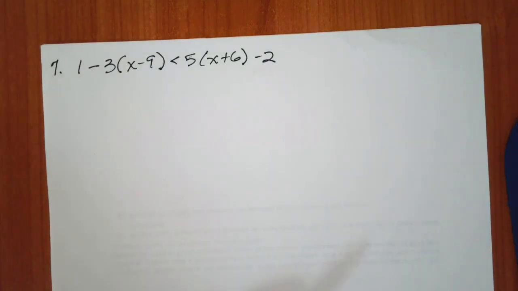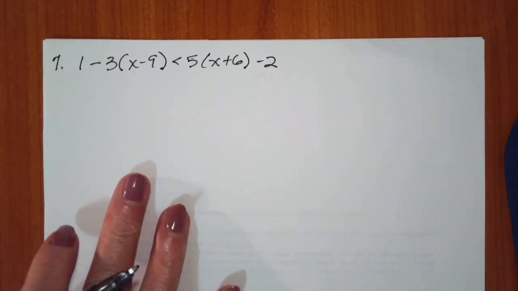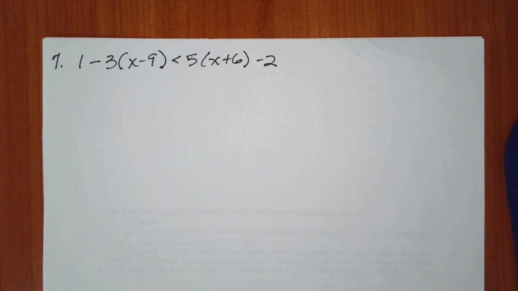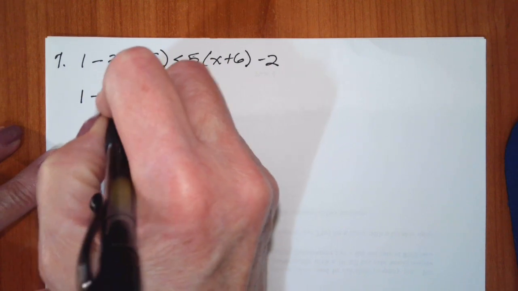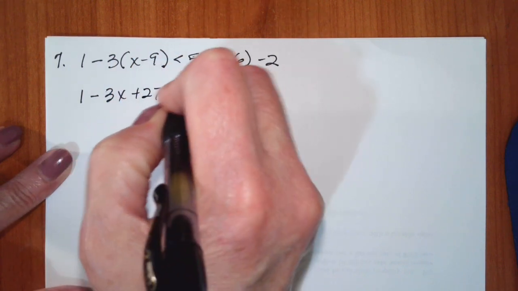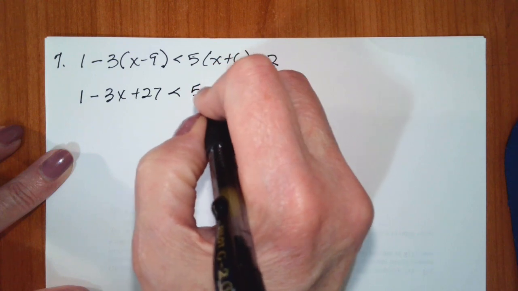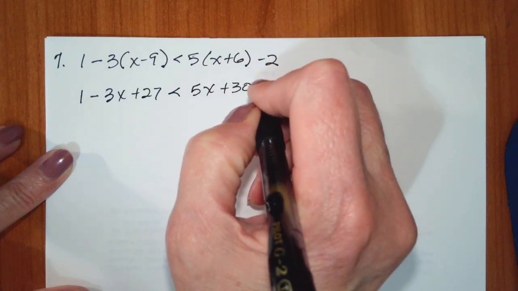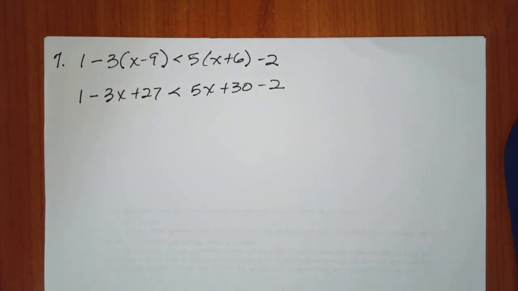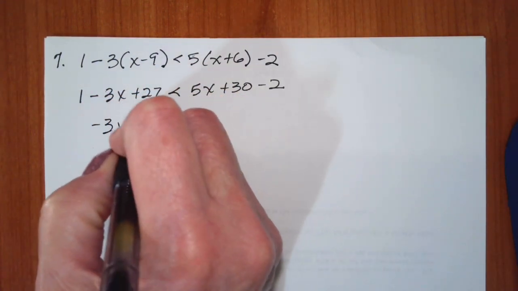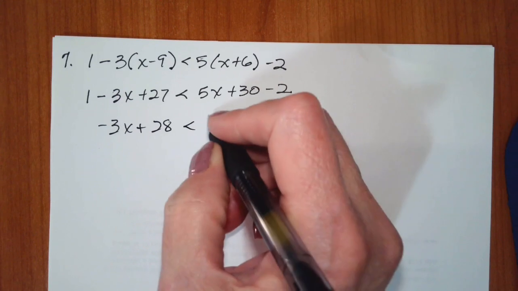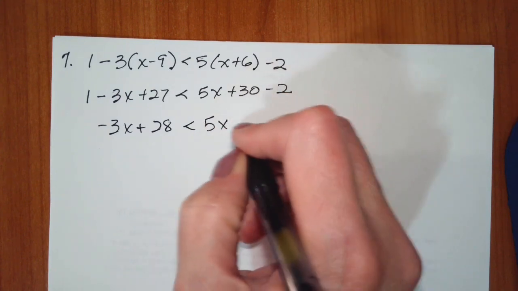Okay. This appears linear, so I'm going to just go ahead and simplify both sides. So this becomes 1 minus 3x plus 27 is less than 5x plus 30 minus 2. I think I will continue to simplify, so this gives me negative 3x plus 28 is less than 5x plus 28.